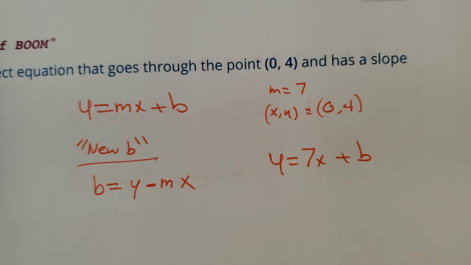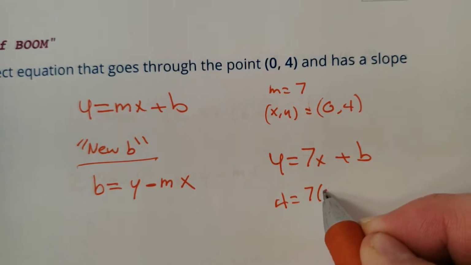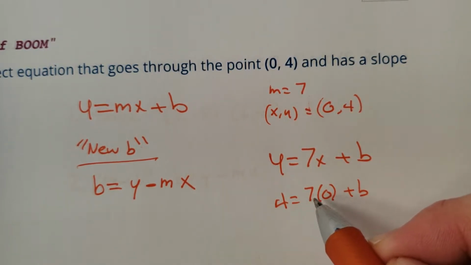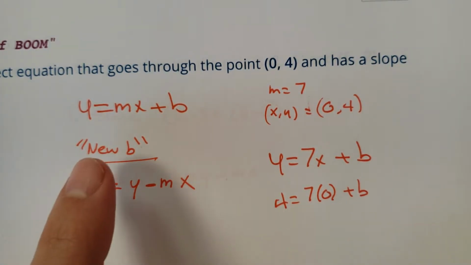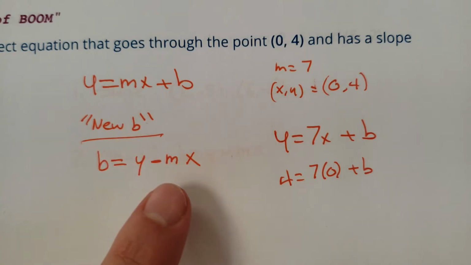So here's what it would look like old school. 4 is going to equal 7 times 0 plus b, and you can solve for b. Again, what did I do here? I put x, y, and the slope in. b, the y-intercept, is the only thing I need. So if you keep doing the same things over and over, you can make an equation for it, and that's what I call the new b equation.